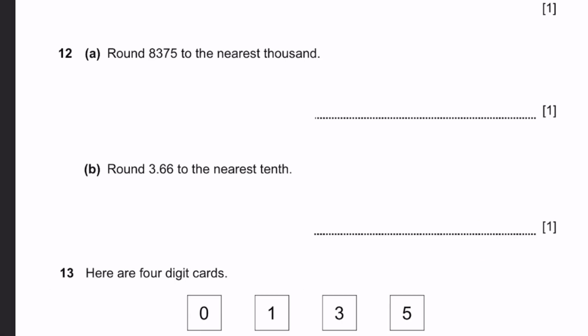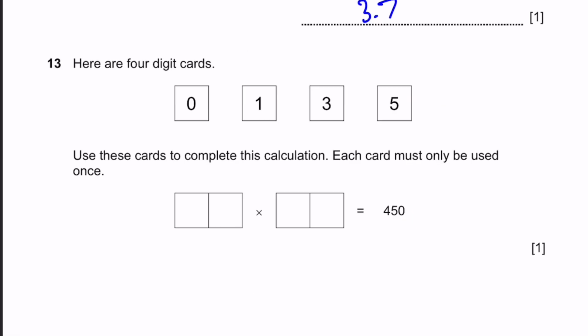Question 12. A. Round 8375 to the nearest thousand. That'll be, after the thousands, there is hundreds, which is 3. That's less than 5. Therefore, we just keep it same in the thousand digits, so 8,000. B. Round 3.66 to the nearest tenth. So 10th place is over here. Next one 6, which is greater than 5. So we add 1 to the 10th place. So 3.7.